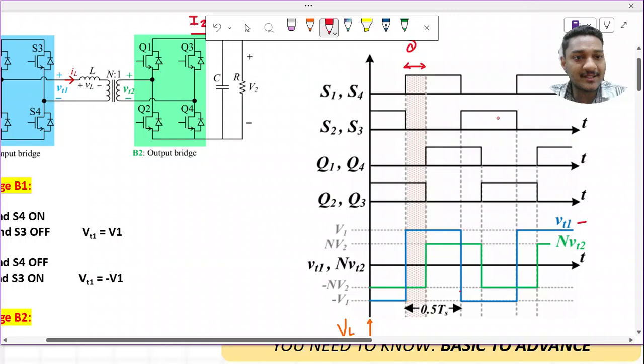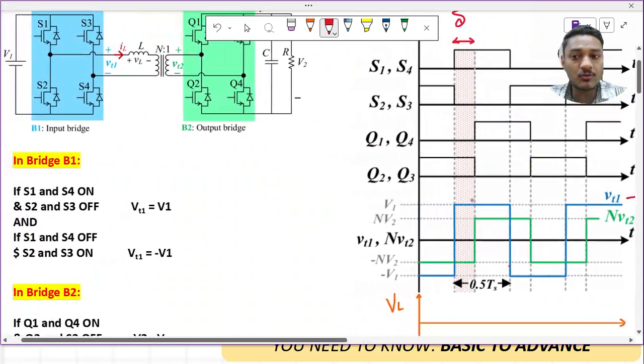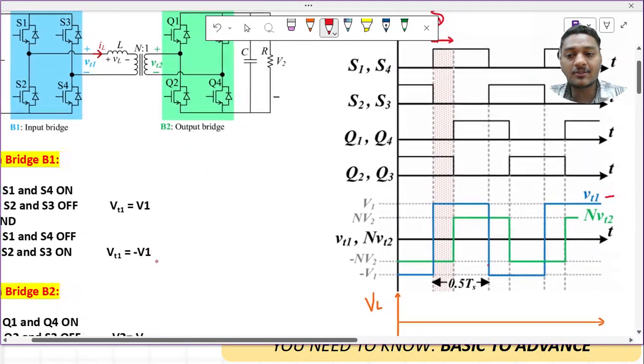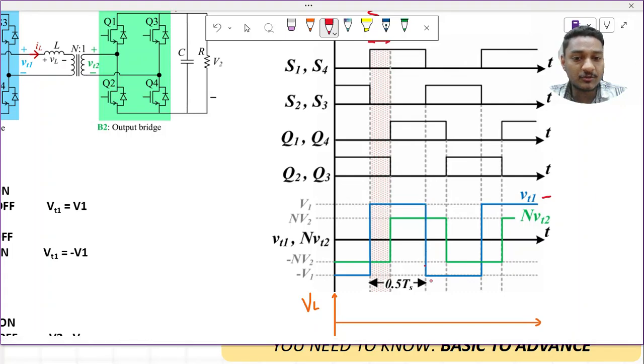Now S2 and S3 are on. So what will happen? What is my VT1? I wanted to know. We know that when S2 and S3 are on, my VT1 is minus of V1. So can I plot it? This is my V1. Now suddenly my waveform will shift from plus V1 to minus of V1. Okay, so I am here at minus of V1.